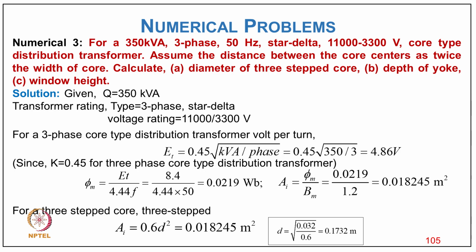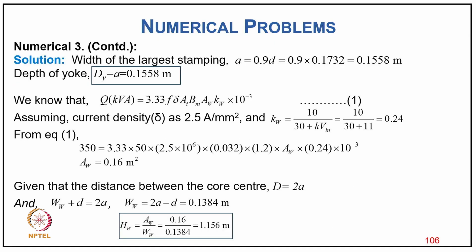So after putting value, it comes 0.1732 meter. Now the width of largest stamping, that is equal to 0.9 d, that comes 0.1558 meter, and depth of the yoke Dy equal to a, it's 0.1558 meter. We know that Q equal to 3.33 f sigma Ai Bm Aw Kw 10 to the power minus 3. So from this putting the value, we can find out Kw equal to 10 upon 30 plus kV, so it comes to 0.24, and from this output equation, putting the value, we will get Aw equal to 0.16 meter square.